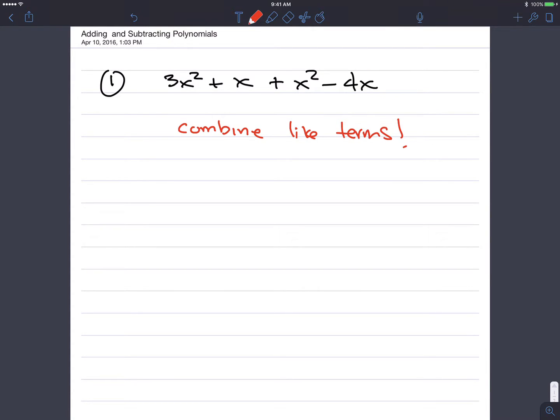This is the adding and subtracting polynomial video solutions for your homework.